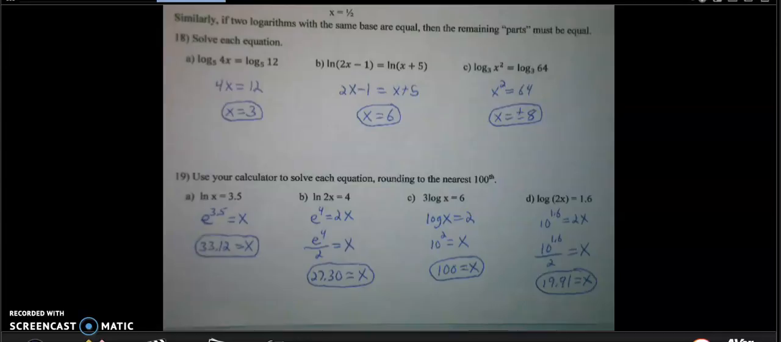So if you did, say in part D, 2 times 19.91 and then took the log of that answer, you should get very close to 1.6. When you round your answers, it's not going to be exact when you substitute in your calculator, but it should be very close, within a few tenths of the actual answer. And the more digits you carry out, the closer your answer will be to the actual answer there of 1.6.